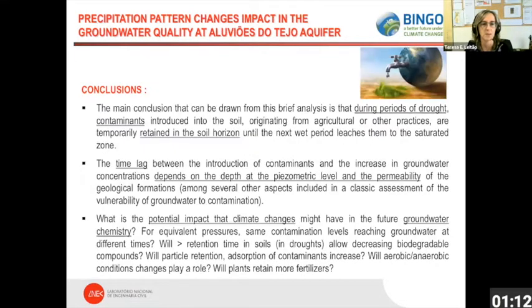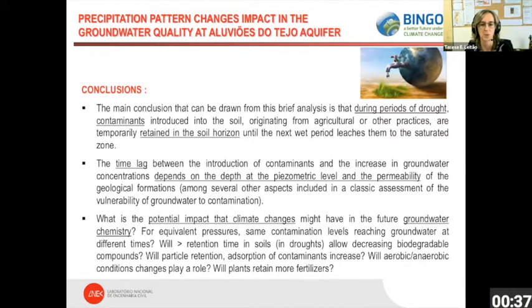Next slide, please. So as an overall final, and trying to go now for the discussion, I think the main conclusion that we can draw from this very brief analysis is that during the period of drought, the contaminants that might be introduced in the soil are retained in the soil horizon, eventually to be leached in the next period. So there is this time lag that depends on the piezometric level and permeability and all the factors that we all know.